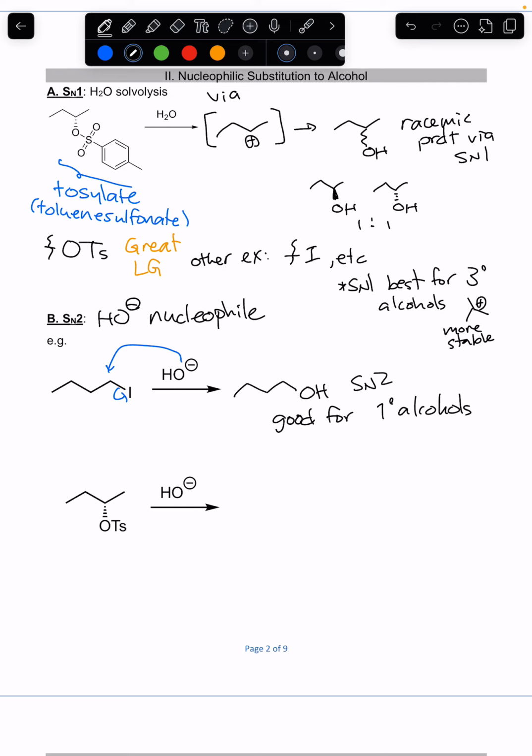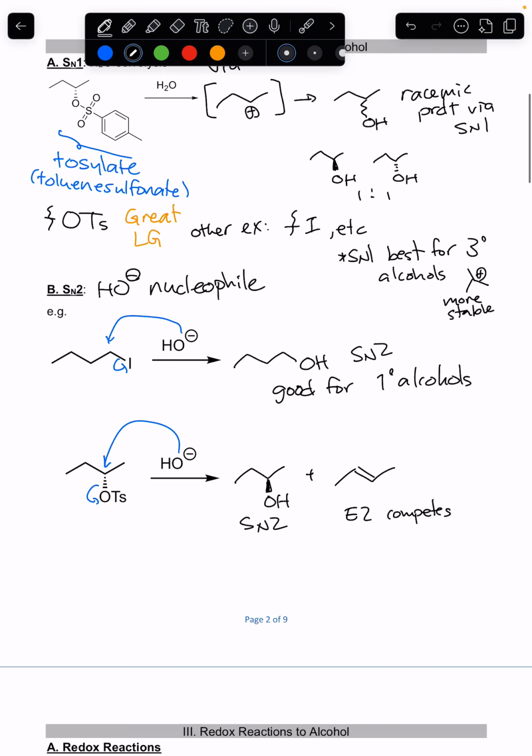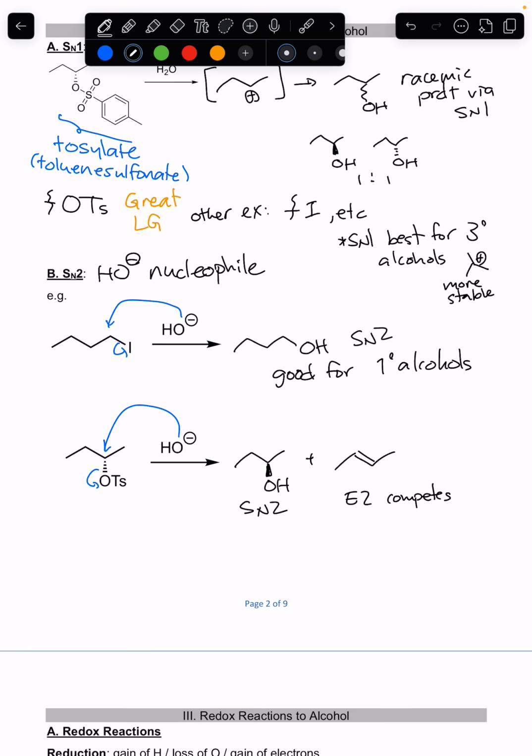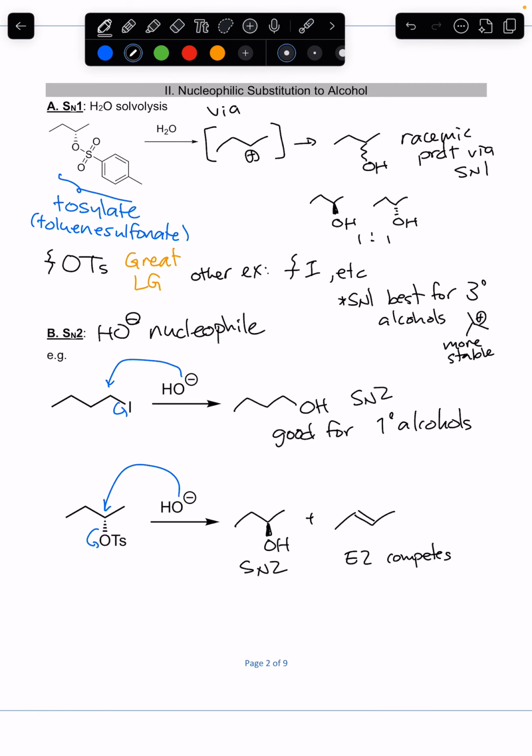Now, for SN2, the secondary is not as great, right? It can happen like so, and if it does, it experiences an inversion. But remember from last chapter that this could compete also with the E2 product. Right. So it's not a really great clean reaction to make secondary alcohol. And of course, SN2 would never work for tertiary. So that's really just a review of the last chapter.